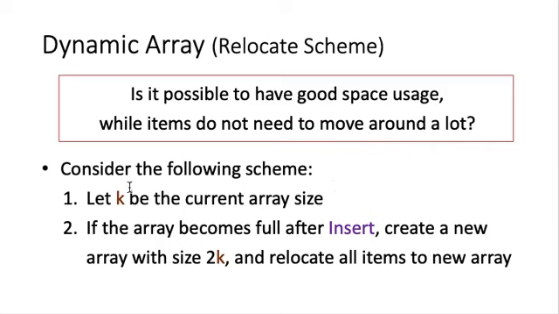So let's consider what we can do as follows. First of all, suppose that k is the current array size. Let's say the array suddenly becomes full after a certain insert operation. What we will do here is reallocate. So we will make a new array. The array size is equal to 2k, which is double the original array size. And then we will move all the items in the array into this new array. So whenever there is this relocation event, the size of the array will be doubled.